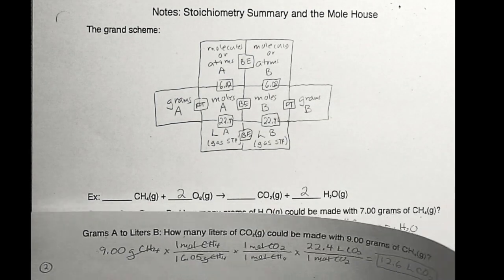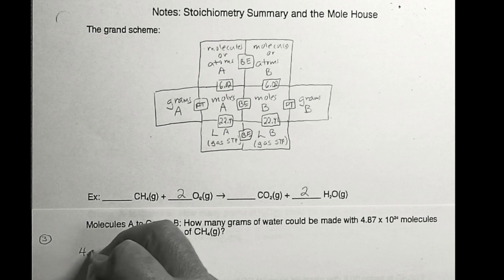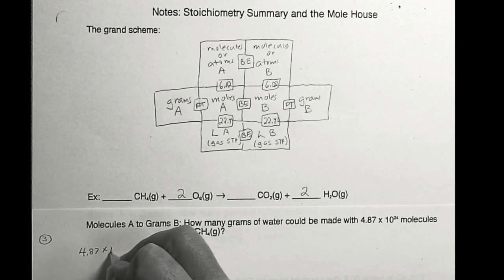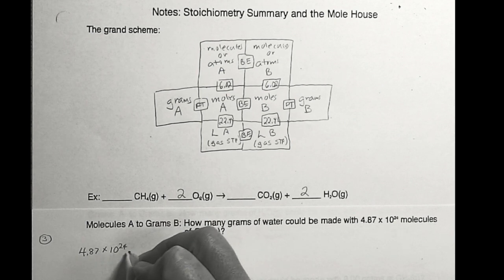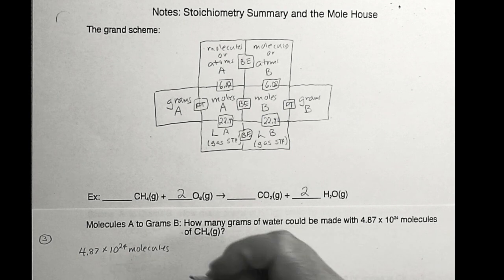All right, so let's look at number 3 for that. How many grams of water, so we're looking for grams now, can be made if you start with 4.87 times 10 to the 23rd molecules of CH4? So I'm going to say 4.87 times 10 to the 24th molecules of CH4.